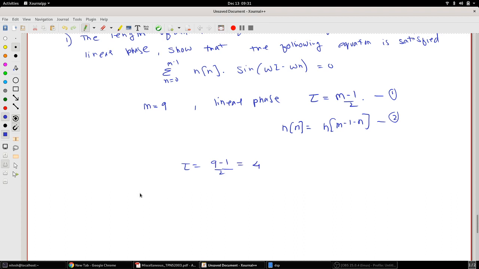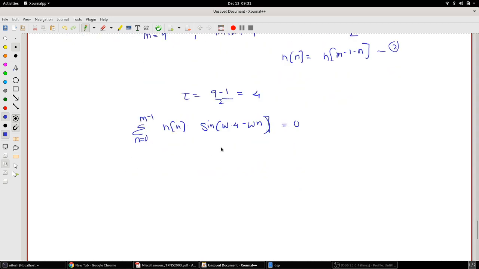So you can write this equation now: summation n equal to 0 to M minus 1 of h of n into sine of (omega into 4 minus omega n) equal to 0. We have to prove this. So this will be equal to summation n equal to 0 to M minus 1, which is 8, of h of n into sine of omega (4 minus n). This is the condition which we have.